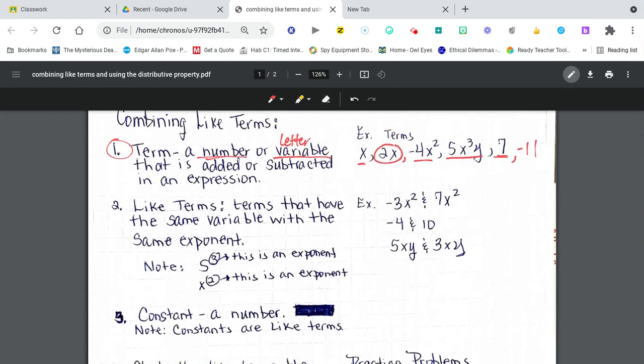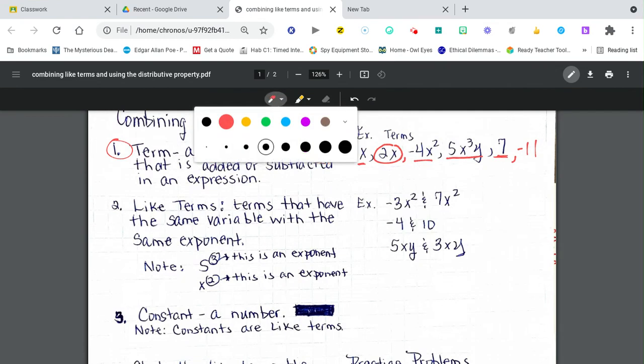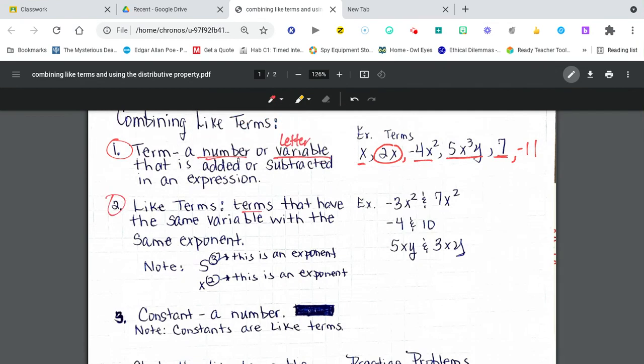All right, let's take a look at like terms. Like terms are terms that have the same variable with the same exponent. So for instance, these are like terms, they both have the variable x, and both of the x's have the exponent of 2. That little number up there is called an exponent. And I wrote a little note like this is 5 to the third power. So that little 3 is your exponent. Or this is x to the second power. That little 2 is your exponent. So the little numbers at the top are your exponents.